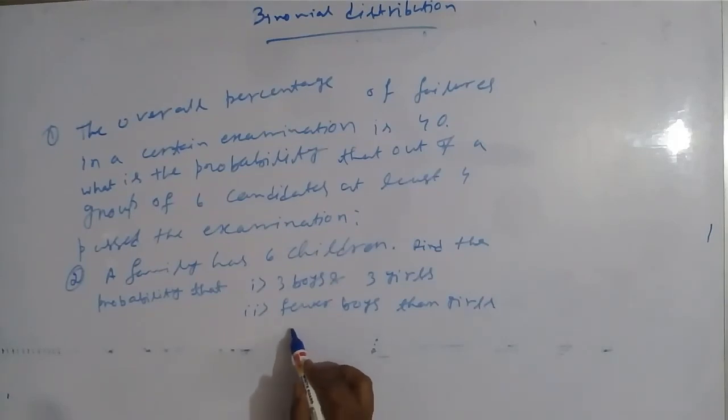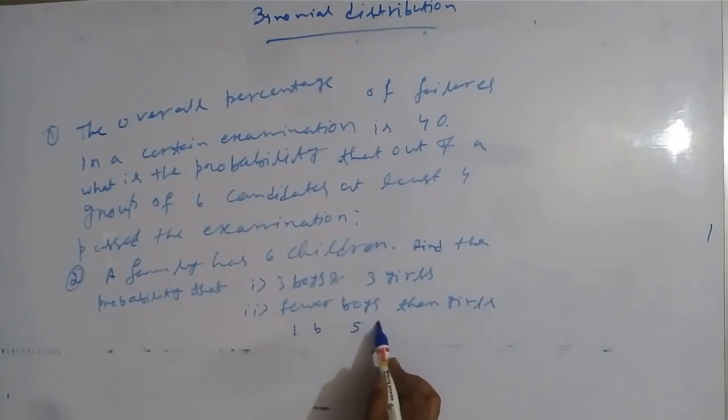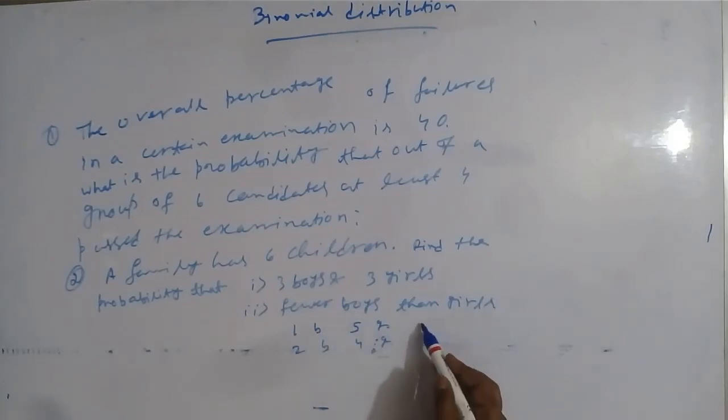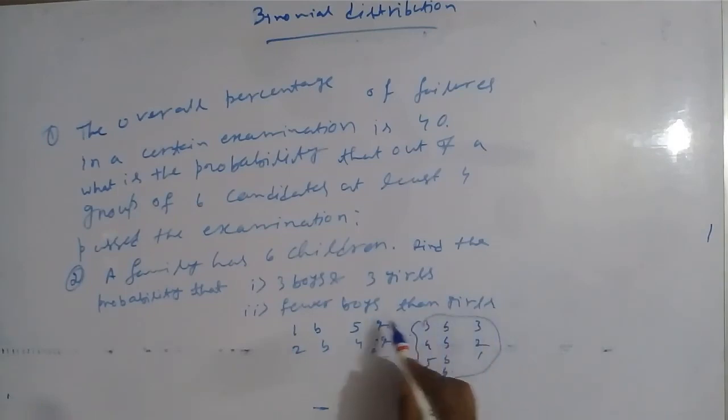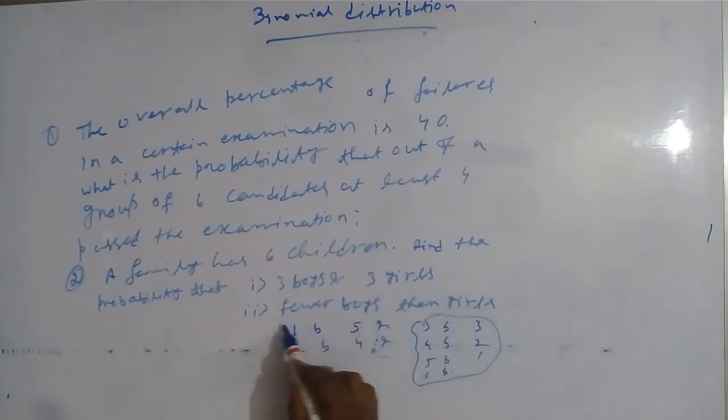For the second question, I can tell you fewer boys than girls means the possibilities are 1 boy, 5 girls, 2 boys, 4 girls. These two. If you take the other chances, there will be no fewer boys than girls. If you take 3 boys, 3 girls, this condition is not satisfied. 4 boys, 2 girls, no. 5 boys, 1 girl, no. And 6 boys. So in these cases, it will not be satisfied. So for the second question, you have to take these 2 cases.